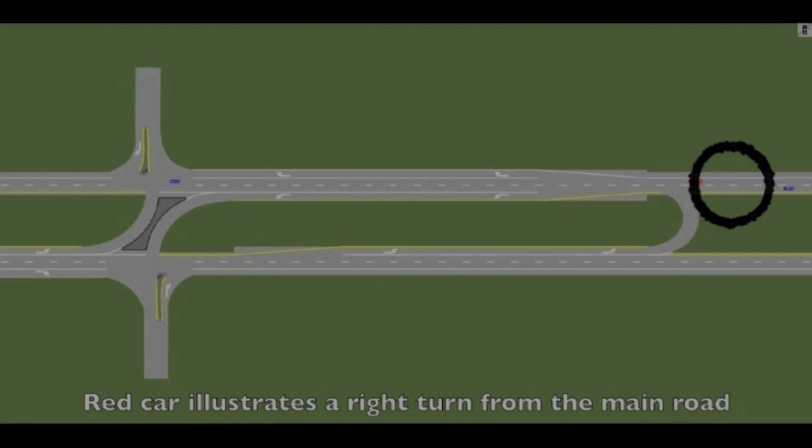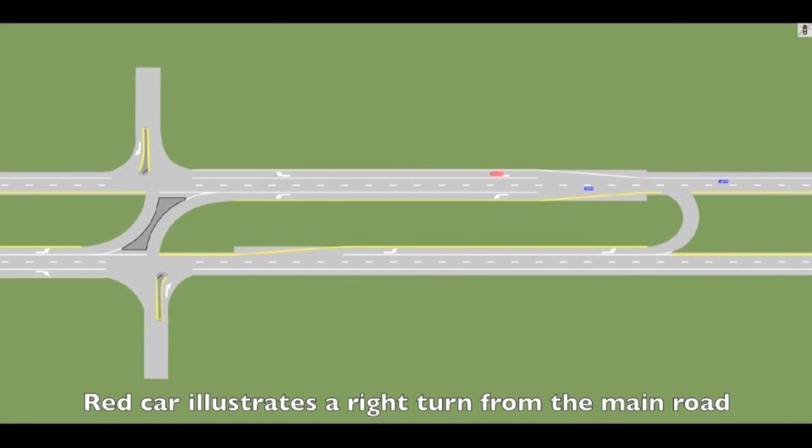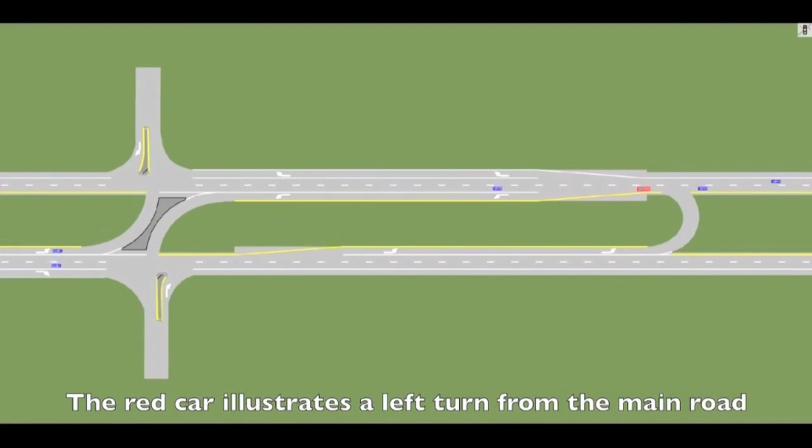At a reduced conflict intersection, all turns from the main road are unchanged, as illustrated here by the red car. Drivers can still turn right onto the side street. And they can still turn left.